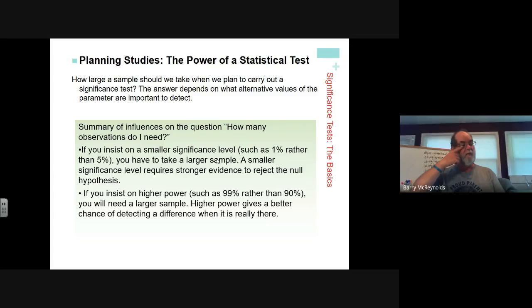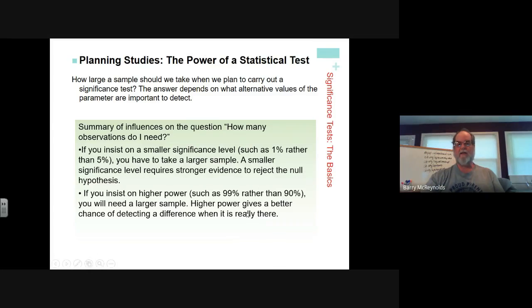On the other hand, what is the power against committing type 2 error? So let's say that you want 99% level power rather than 90%. Again, you have to take a larger sample.